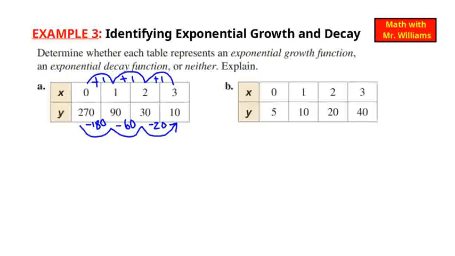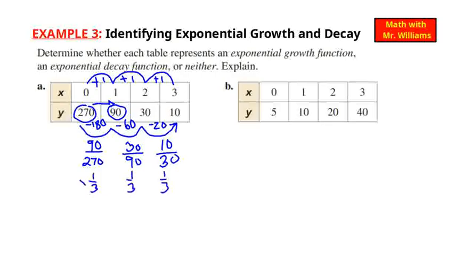To find that multiplication, we're going to take the one we're going to and divide it by the one we're coming from. So in this case, we're going to have 90 divided by 270, and then we'll have 30 divided by 90, then we'll have 10 divided by 30. We can see when we simplify those, that'll be 1/3 each time. So we are actually multiplying by a fraction, which means we are decreasing. So this is a decay function.